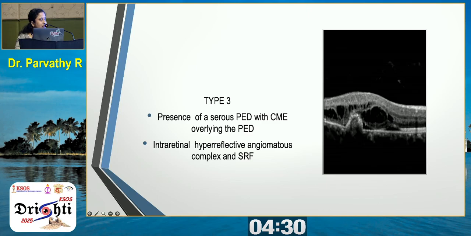And there is a type 3 neovascularization in which the neovascularization arises from the retinal capillaries and goes into the choroid, and it is characterized by the presence of serous PED with cystoid edema overlying the PED, an intraretinal hyperreflectivity complex and subretinal fluid.